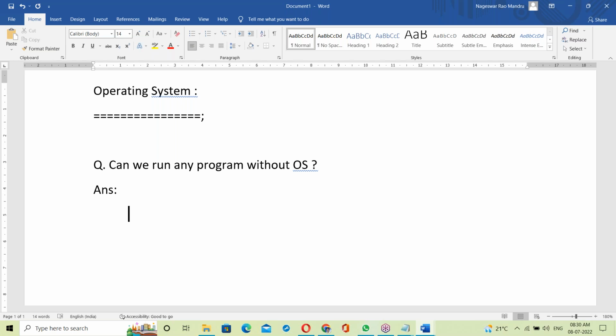Yes, sir. Can we run any program without OS? The answer is no, we can't. OS is required. Without OS, we can't run any programs. OS is compulsory. If no OS, no computer.